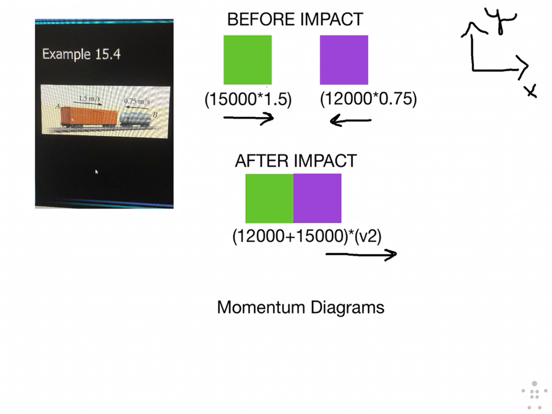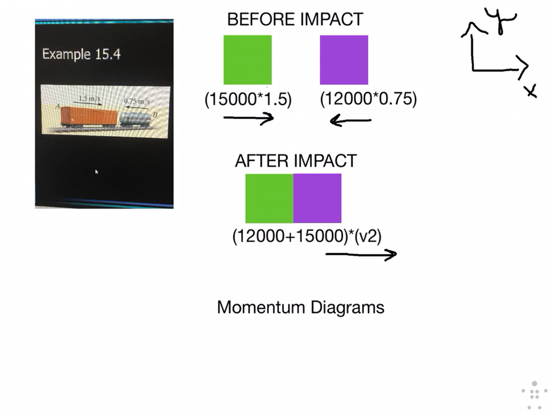Now after impact, they couple together so they do not separate. So both of these boxes are stuck together. You see the purple and the green are now together. So after impact, we can combine their masses. We have 12,000 plus 15,000, and we multiply that by a common velocity through the center of mass, V2. And we're going to assume, just for the sake of setting up the problem, that the combined velocity will be going in the positive x direction after impact.